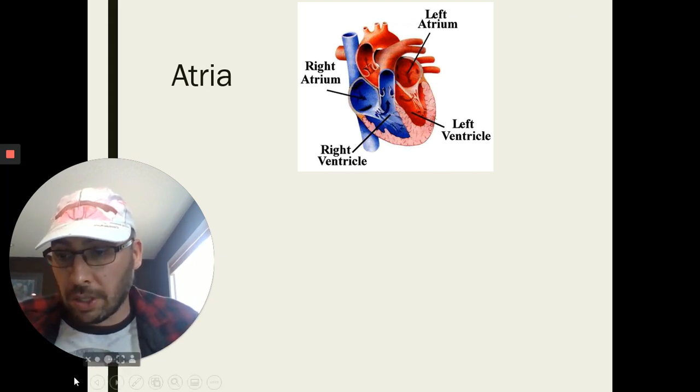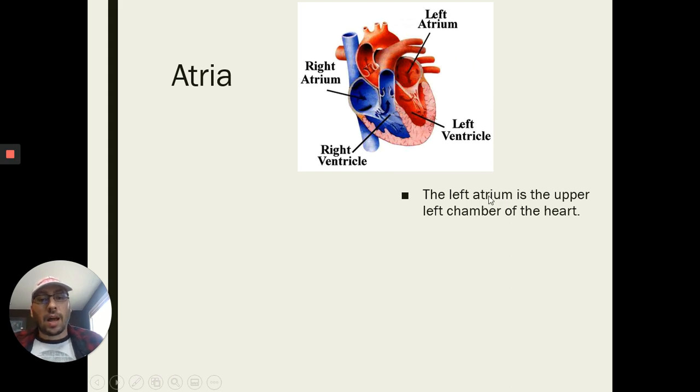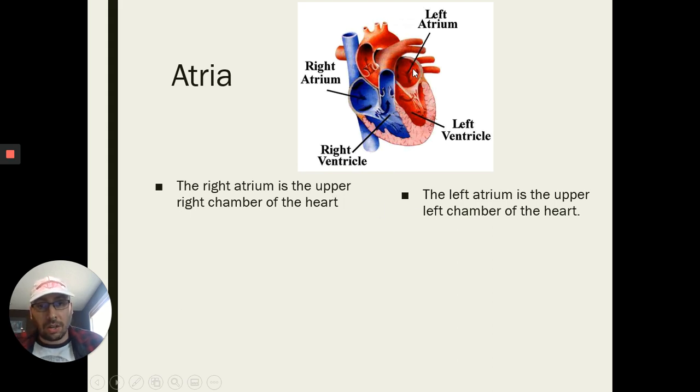All right, let's make my picture smaller again. We're going to talk about the role of each of these, starting with the atria. The left atrium is the upper left chamber of the heart, and the right atrium is the upper right chamber of the heart. These are your little atriums, or atria. The left atrium is what receives oxygenated blood from the lungs. You'll notice it's red. We'll talk about that a little bit later, but it's red to signify that the blood has oxygen in it.